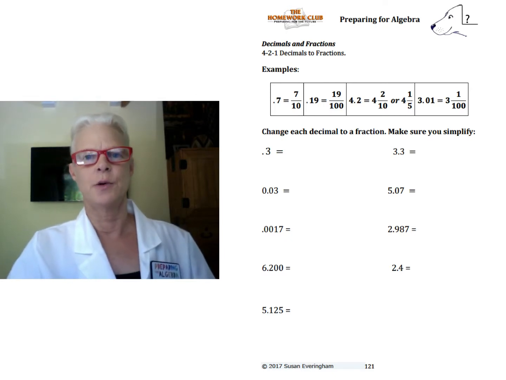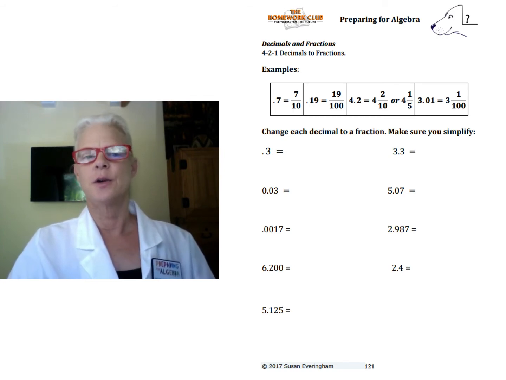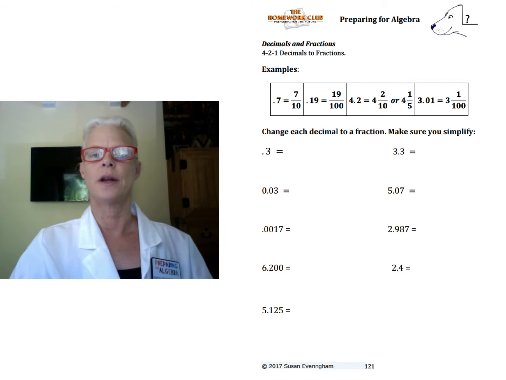Page 121, continuation of decimals. Here I've given you a little bit of a chart, kind of another cheat sheet, so you can see exactly what I'm asking for. So 0.7 is 7/10. 0.19 is 19/100.